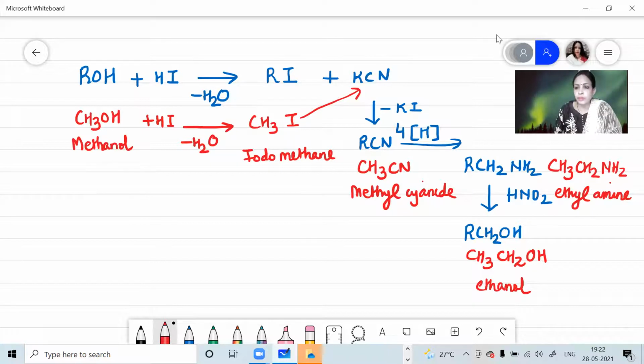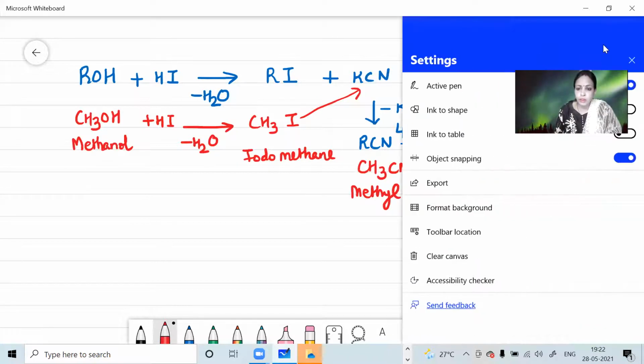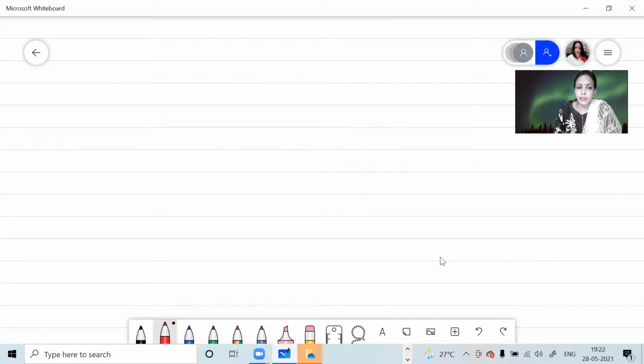Now friends, we will discuss the next part of the topic for today, and that is your descent series. Now when we say descent series, we are talking about the conversion of higher alcohol to lower. Descent means coming down from higher to lower. So we will see how we reduce the number of carbon atoms from the reactant to the final product.